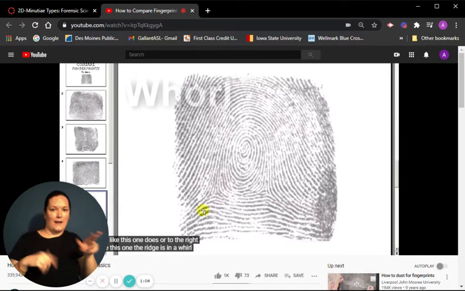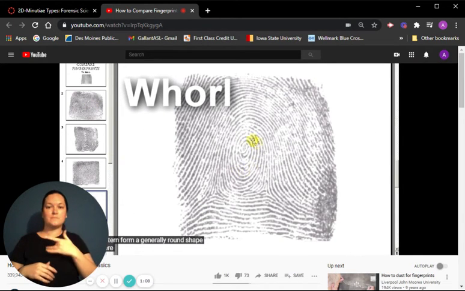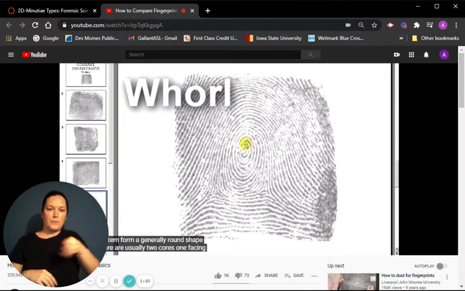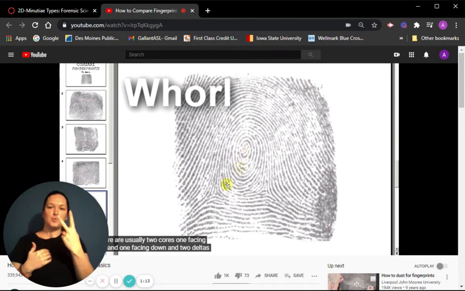The ridges in a whorl pattern form a generally round shape. There are usually two cores, one facing up and one facing down, and two deltas, one on the left and one on the right.